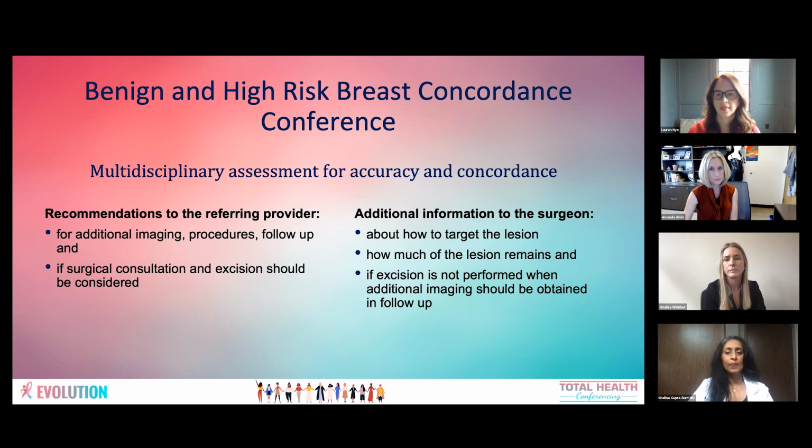So tell me more about what that concordance conference is, because I don't know if that's standard practice for everybody listening to have this type of conference available to them. So all breast procedures undergo concordance for sampling, and that's to ensure that we feel that the imaging is concordant with the pathology findings. And it's even better if you can have a multidisciplinary assessment of concordance.